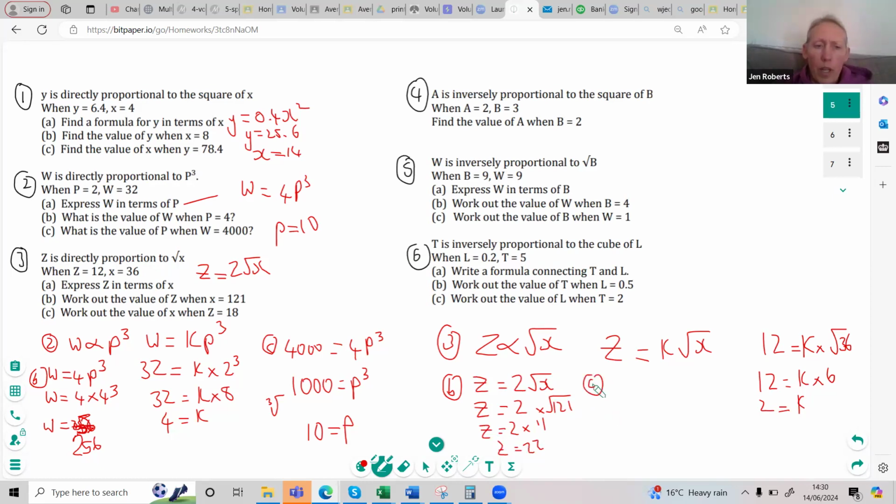Part C. Work out the value of x when z is 18. 18 equals 2 root x. How do you make x the subject here? We need to get rid of the 2 first. Divide both sides by 2. Just be careful here. The opposite of square rooting is squaring, and you need to square both sides. It's 81 equals x. Okay, just to finish off, let's look at these 3 inverse proportional questions.